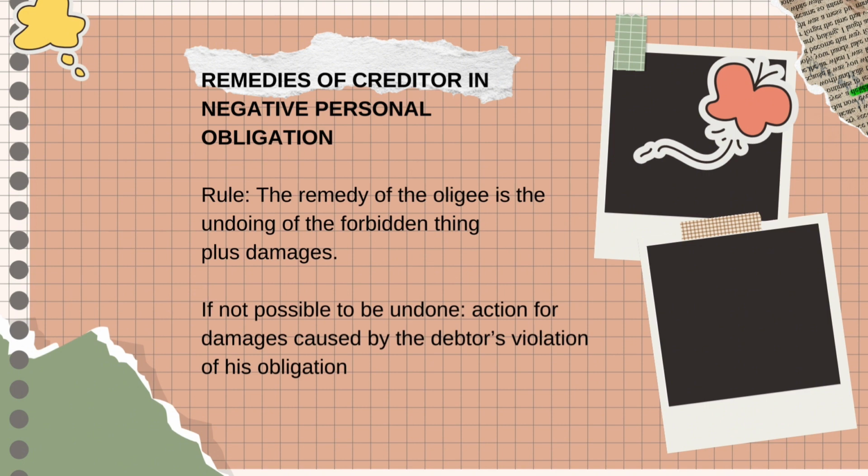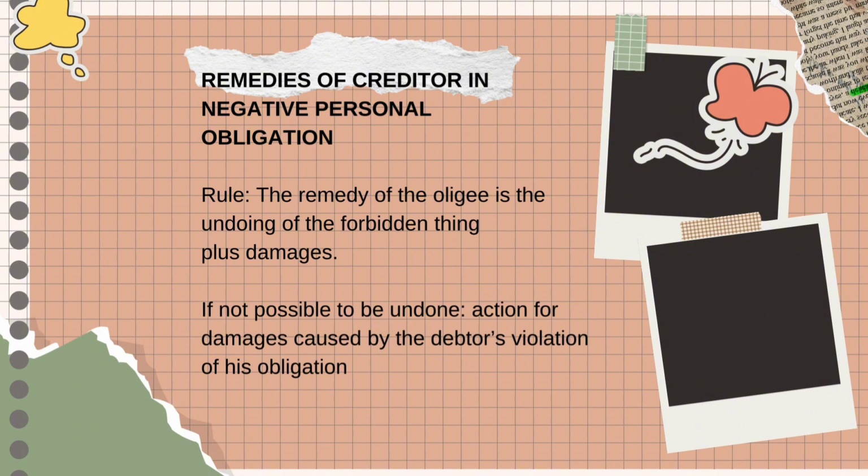Okay, under 1168. Ayan. Second to the last. Last na pala tayong article. When the obligation consists in not doing and the obligor does what has been forbidden him, it shall also be undone at his expense.